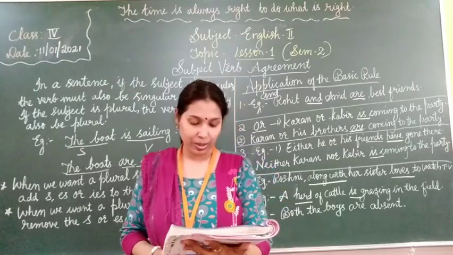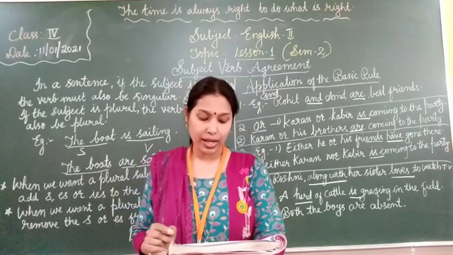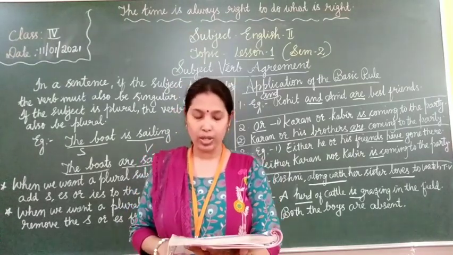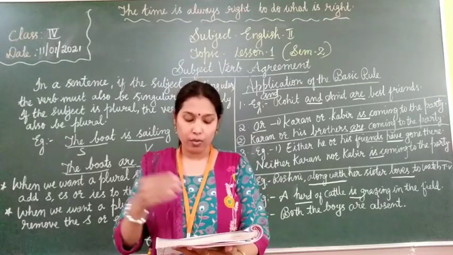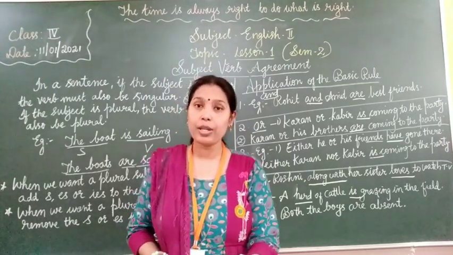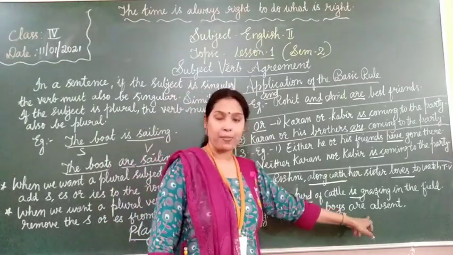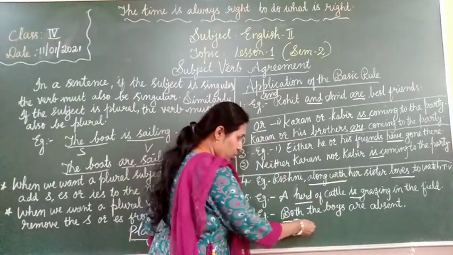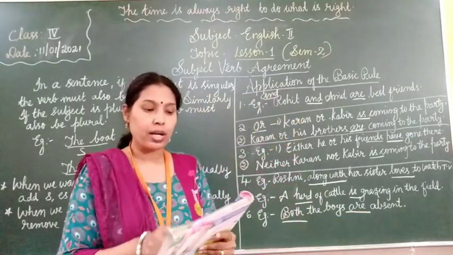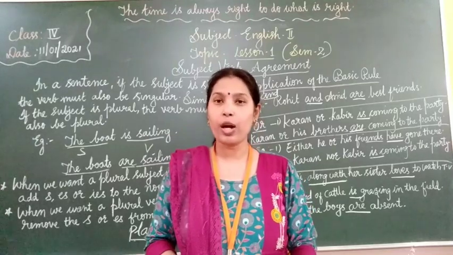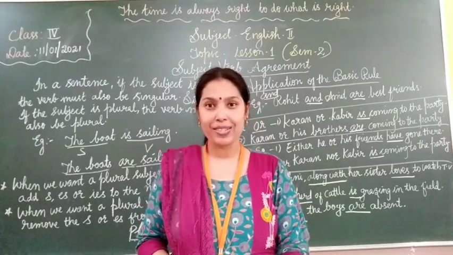Is playing. Okay. Next point: both, a few, several, and many take a plural verb. For these words, both, a few, several, many, for all these words, the verb must be in plural. See, both the boys are absent. Here the word both is used, so the verb should be in plural. Okay, so these are all the basic rules that we have to follow. Now we will move on to the exercises.